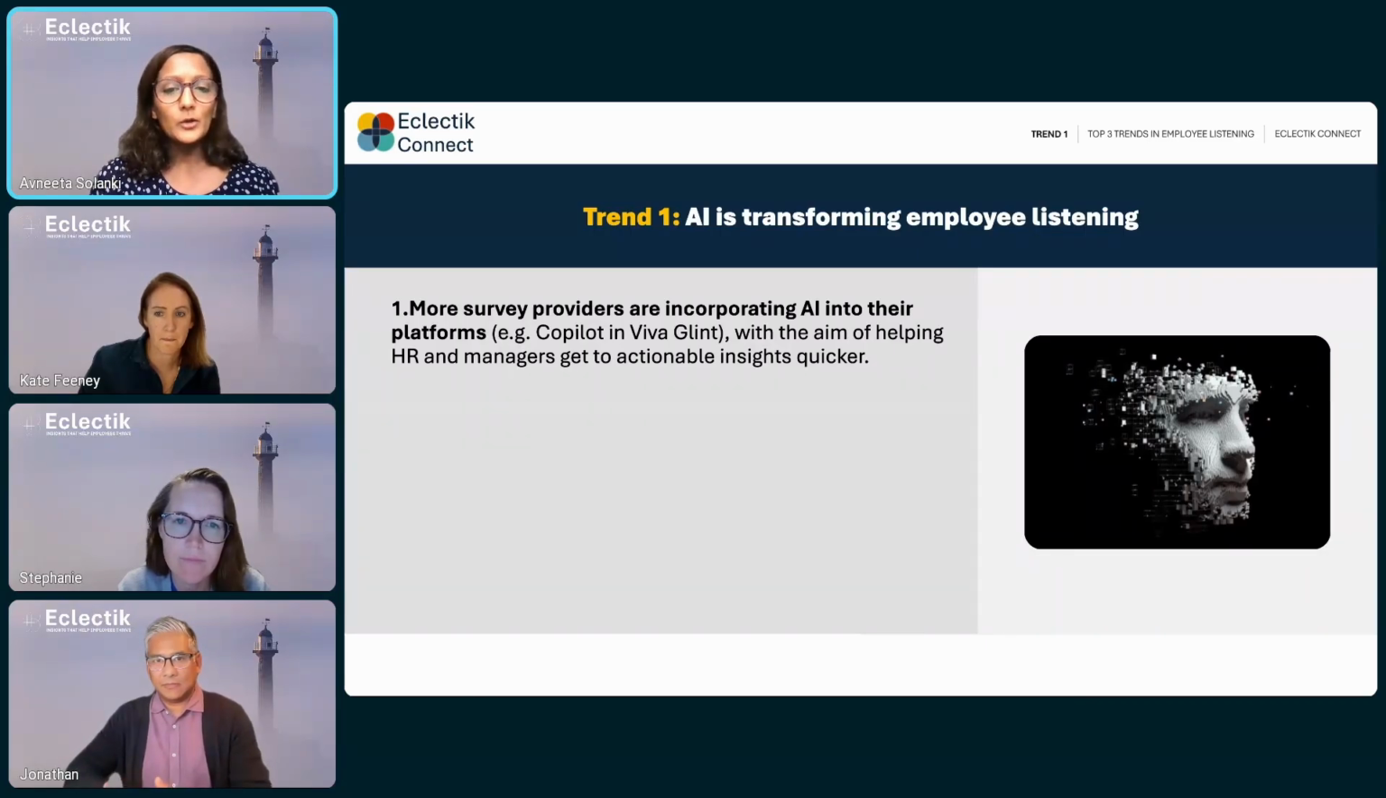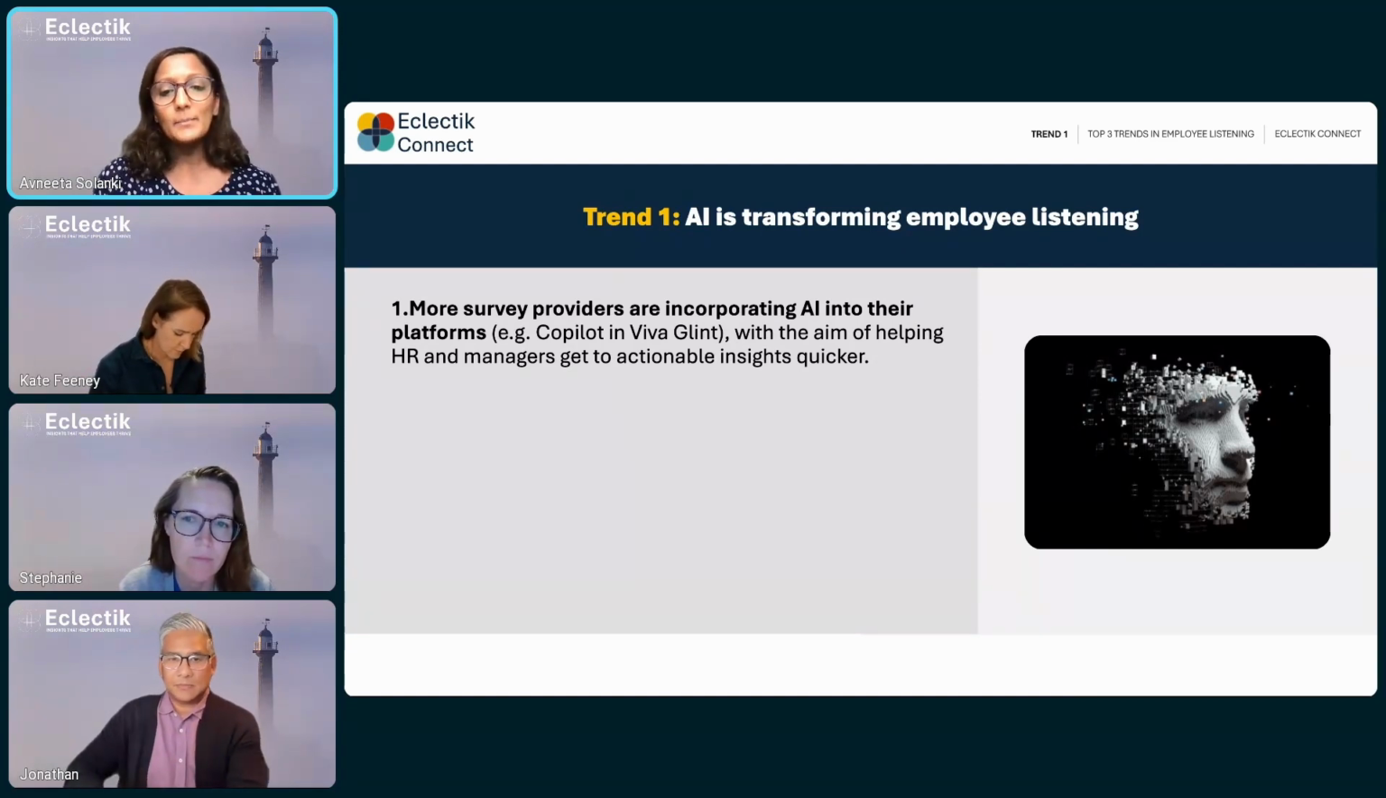If you think about Copilot in Viva Glint, for example, that's a functionality that helps HR leaders and managers get to actionable insights quicker by reducing all the noise in the comments and allowing stakeholders to see what really matters and what's really being said from thousands of the comments that come in. So that's just one example of the functionality that we're seeing.